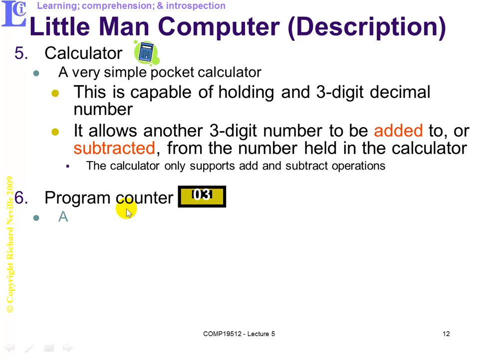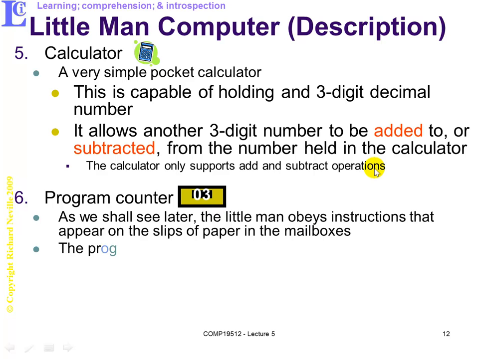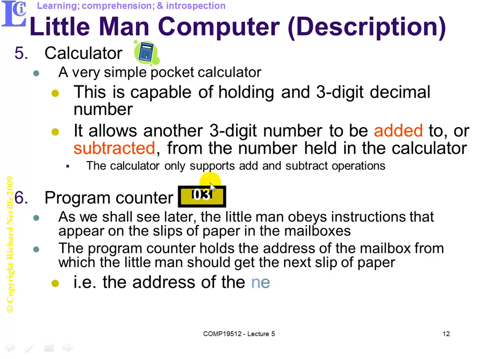Now the program counter is used as a way to tell the little man where to go next in the mailbox. In this case, the next instruction is at mailbox address 3. So he will go to mailbox address 3 and pick up that piece of paper. The program counter explicitly holds the address of the next instruction, the next slip of paper, which the little man is going to process. Probably, in this case, it will be the next instruction in the program.